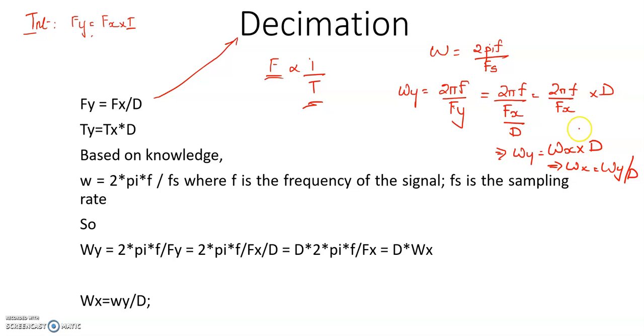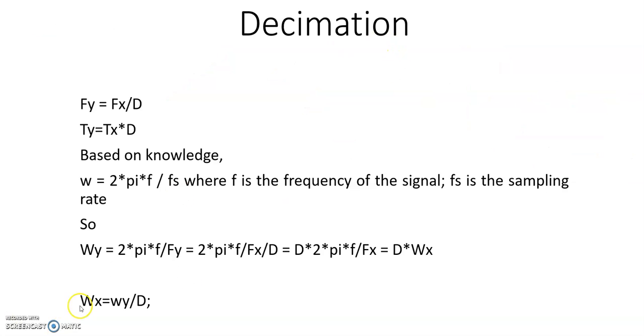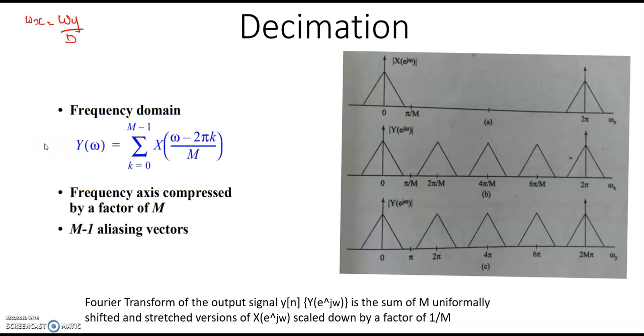I hope you are able to get this comparison of the derivation. We begin with omega y. Omega y will be equal to 2 pi f by fy, and we substitute fy with fx by D. When we do that operation we get omega y equal to omega x into D, and similarly we come to the conclusion that omega x is equal to omega y by D, which is what we derive at this point. What we learned as part of the derivation earlier is that omega x should be equal to omega y by D, which means the signal at the input side, omega x, will be equal to the signal at the output side divided by D in terms of frequency. So this is the requirement of the decimation criterion.